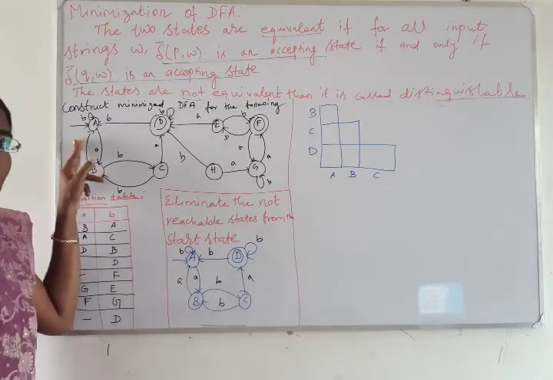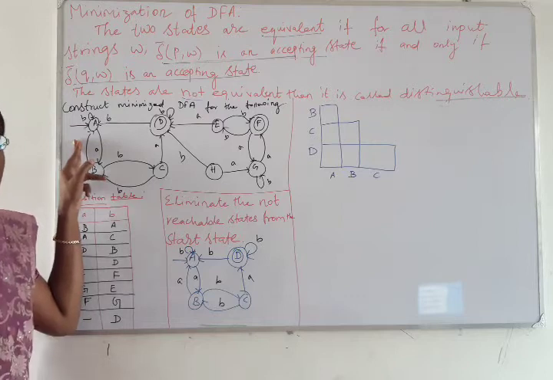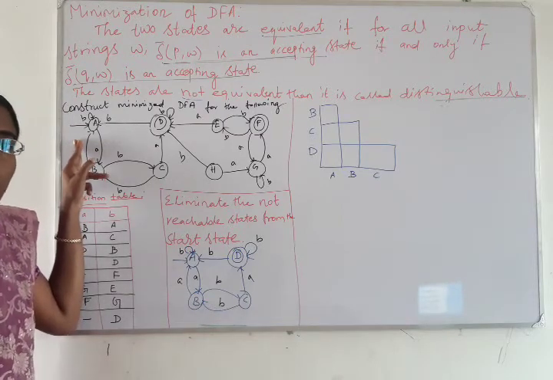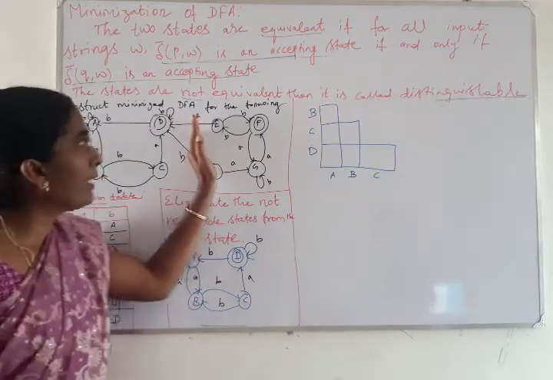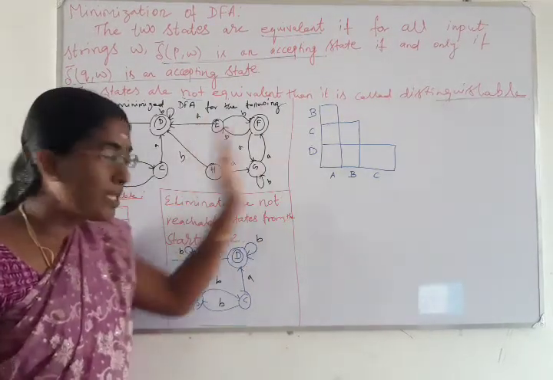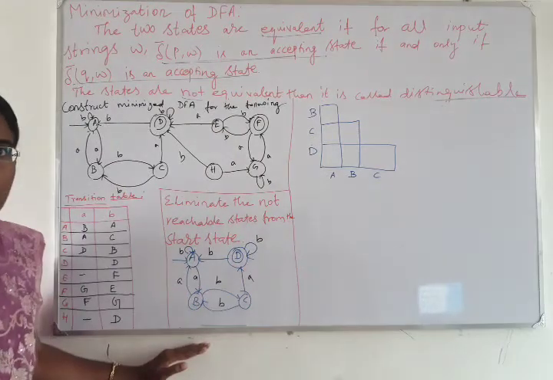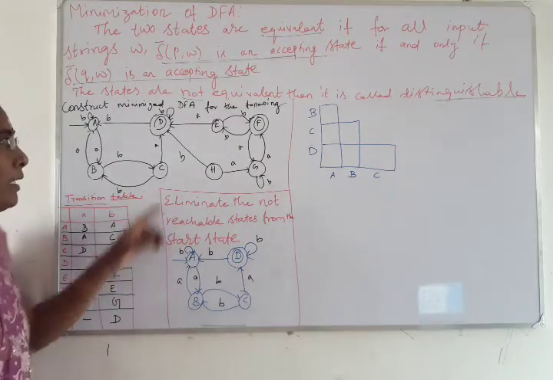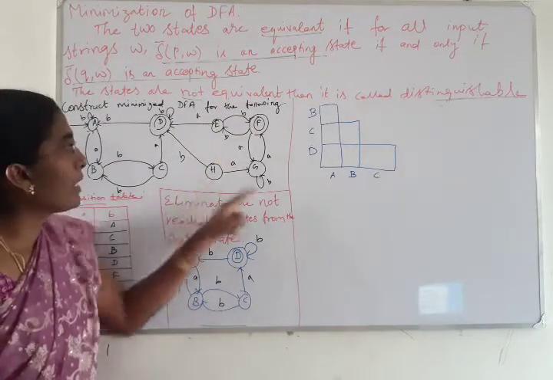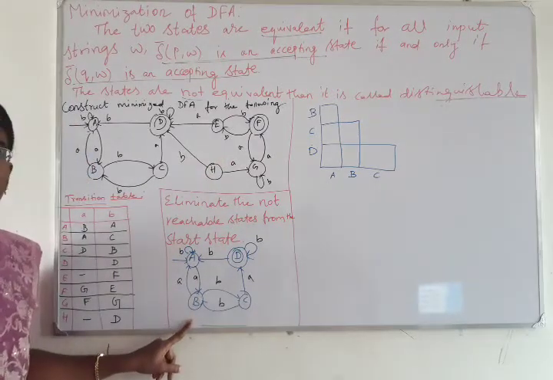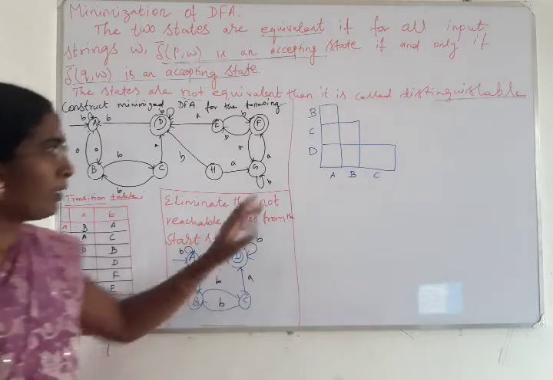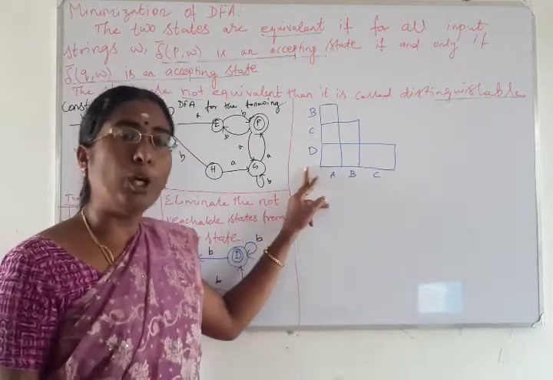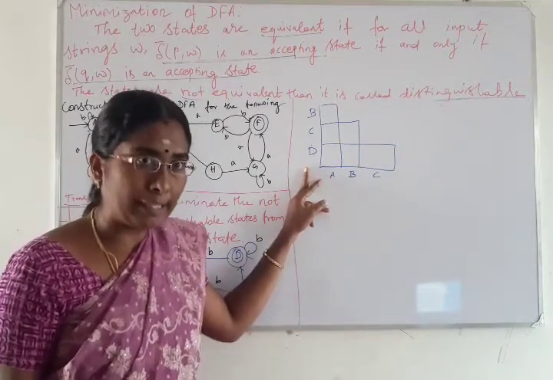So, before going to minimization, first we will eliminate all the not reachable states from the start state. After eliminating these 4 not reachable states, the DFA will be like this. Here we eliminated the not reachable states E, F, G and H. Then the automaton will be like this. It has only 4 states. The table filling algorithm for the automaton with 4 states will be like this.